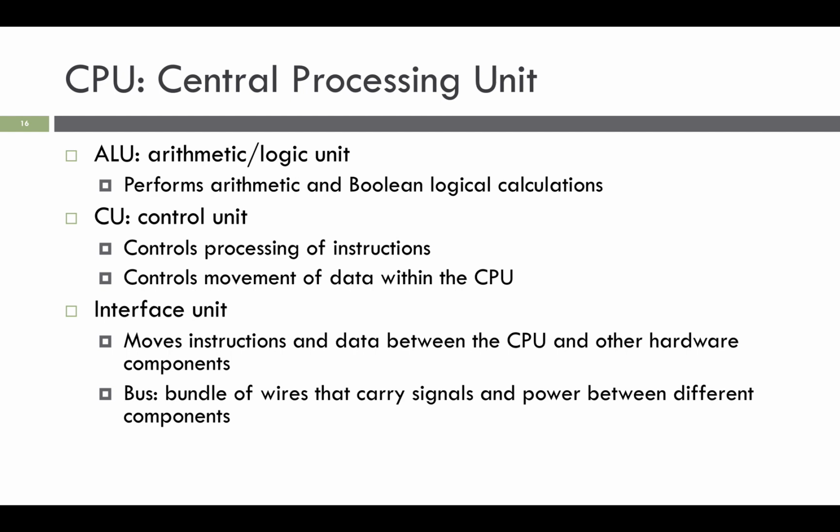The CPU is the central computing chip that handles the processing of the various components in the computer. It has an arithmetic or logical unit that performs calculations. The control unit controls the processing of instructions and moves the data within the CPU. The interface unit moves the data between the other hardware components. The CPU is a processor and communicator. It receives, processes, and outputs the data to the correct component.